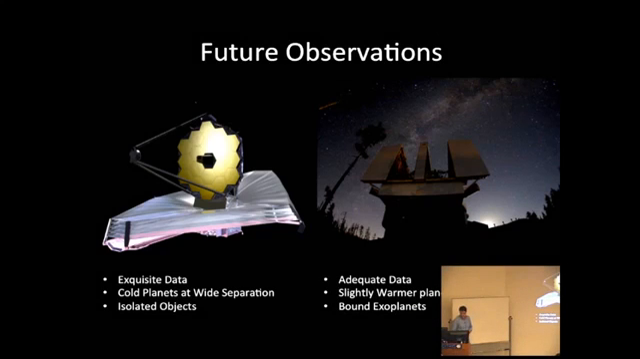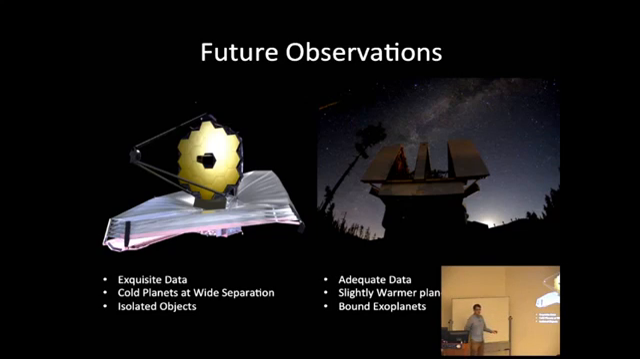So lastly, I just wanted to mention some future observations that might help us on colder exoplanets. On the left, I've got JWST, and JWST can take exquisite data of the isolated object, something like 250 Kelvin. That was a 30-hour spectrum with Gemini. It would probably take 10 seconds with JWST at much higher signal to noise, and working at wavelengths that we can't even do. So it'll be tremendous for that sort of science.